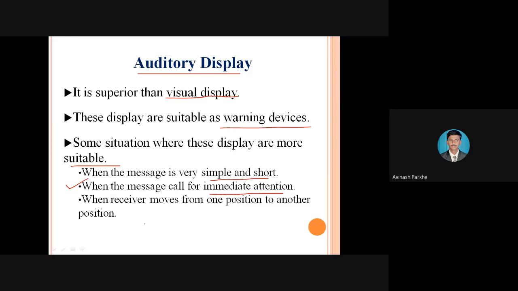The figure is not available for the qualitative display, but you just assume that qualitative displays are available in the form of a graph, in the form of a chart, in the form of different types of figures. By observing that particular figure only, or by observing the nature of that particular graph only, you have to obtain the output. So those displays are called qualitative displays.